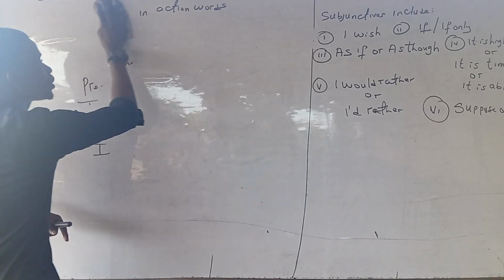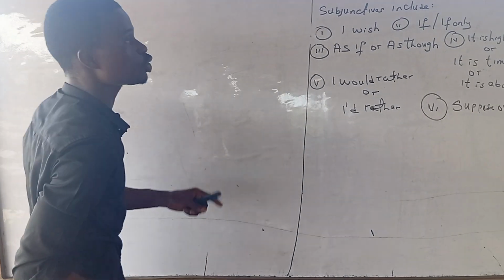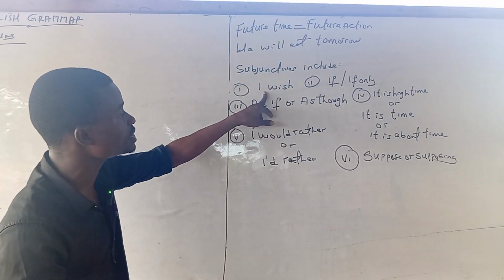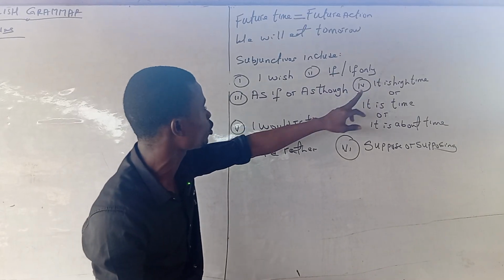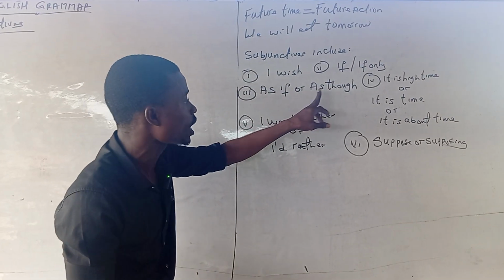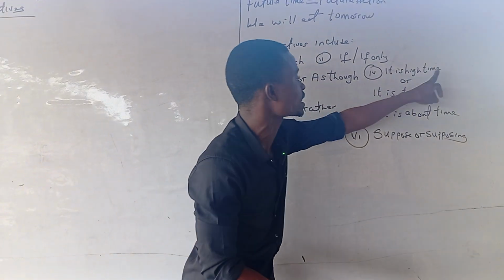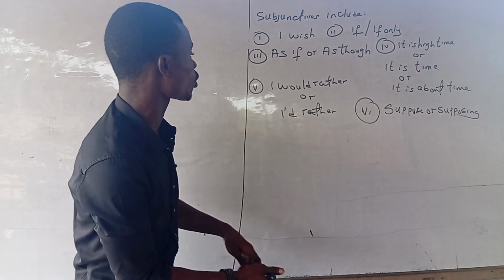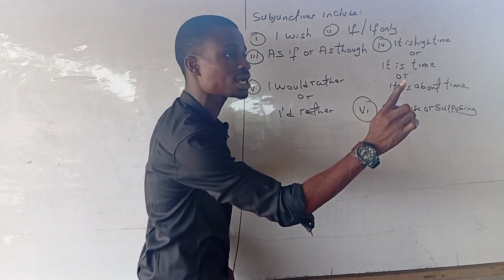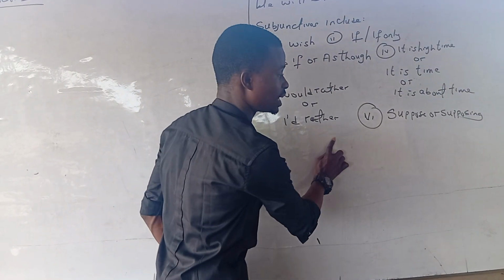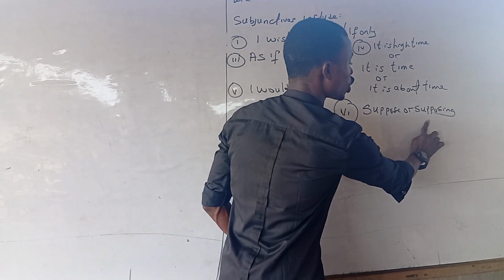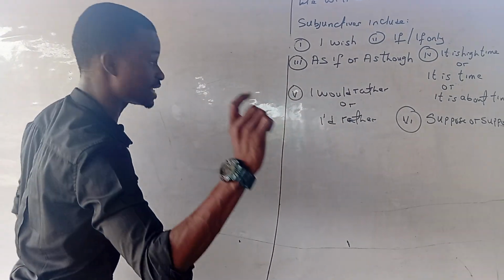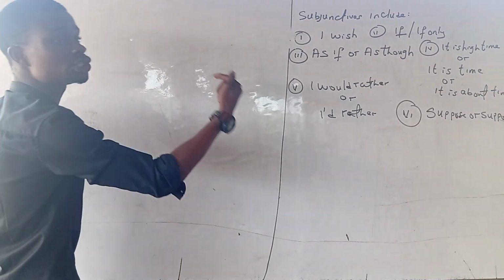Now, please, I will indulge you to take note of these subjunctives again. Number one is I wish. Number two is if or if only. Number three is as if or as though. Number four is it is high time, or it is time, or it is about time. And number five is I would rather, or I had rather. And number six is suppose or supposing. It means that whenever you have any of these, you are to take note that we can no longer use the initial law.